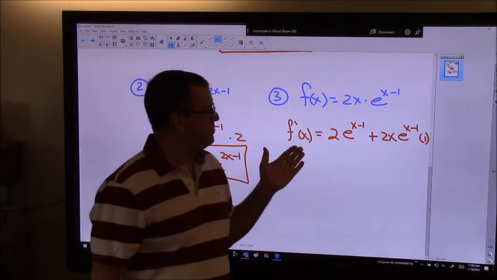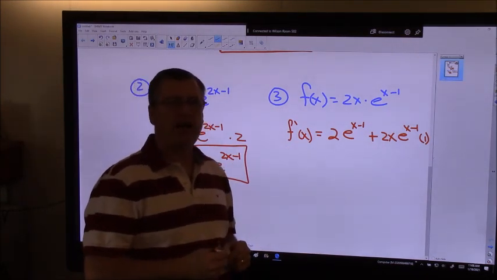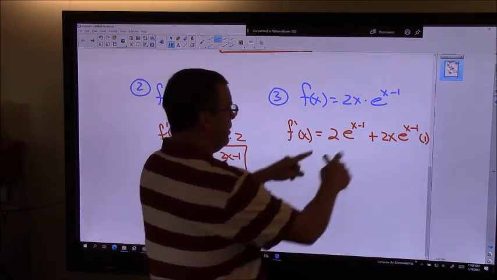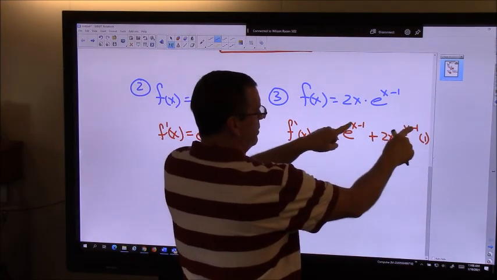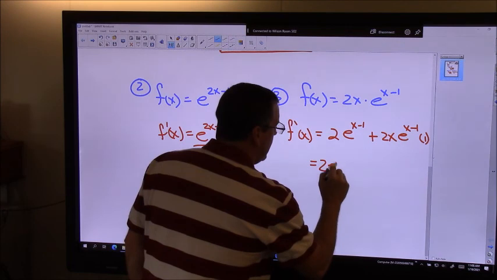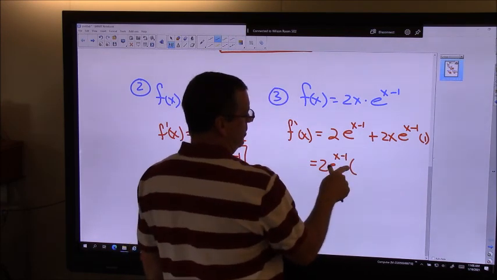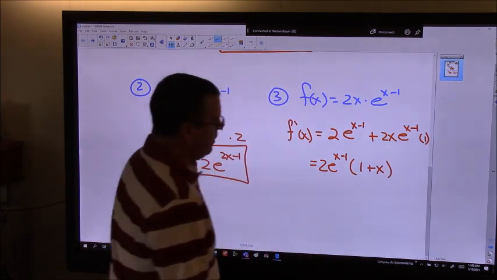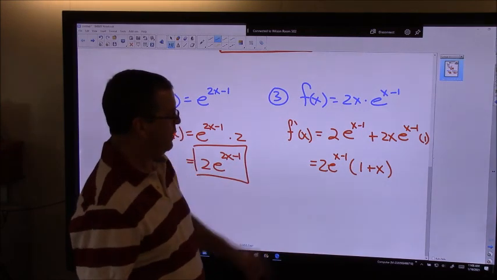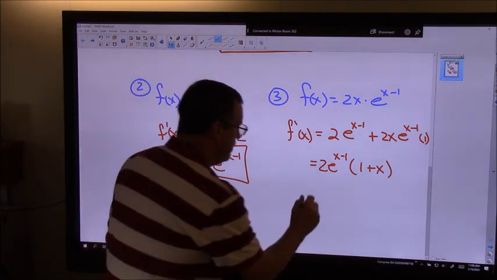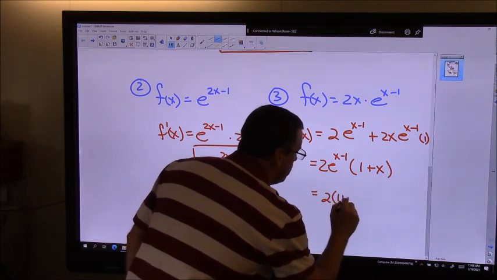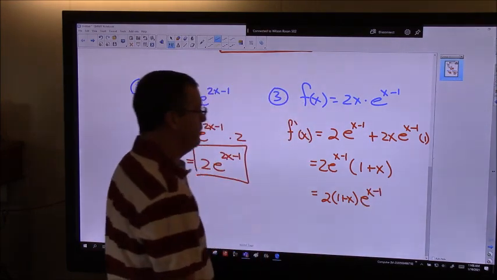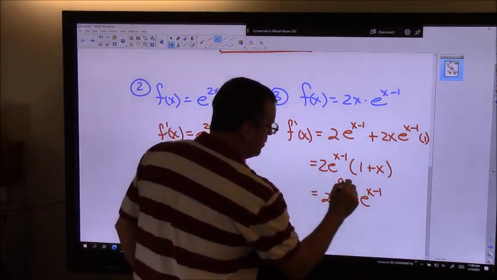I think when our book answers these, they're always going to factor out anything that's common to both terms. All right, so I see a 2 in both terms. I see an e raised to the x minus 1. So if I factor that out, what I'm left with here is 1 plus this x right here. So 1 plus x. And then again, if you wanted to move that in front just so it wasn't confusing, you could do that. You could say 2 times 1 plus x times e to the x minus 1. There's my derivative. Okay. But I don't care which one. Either one of these is fine.